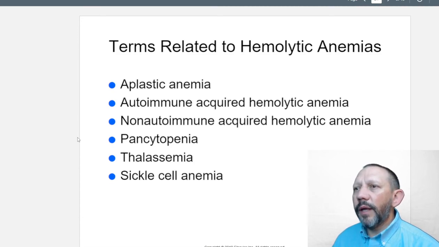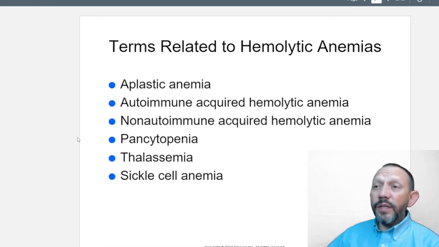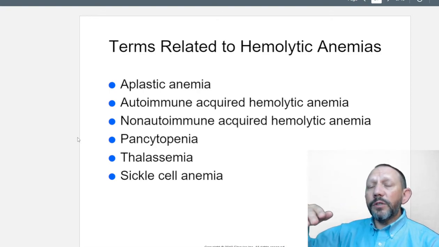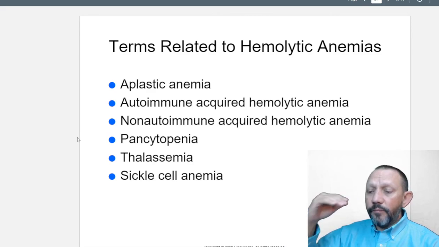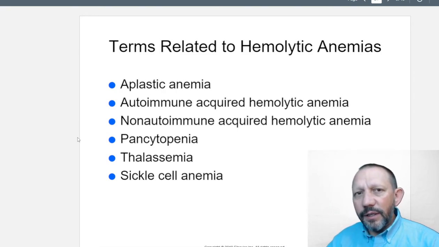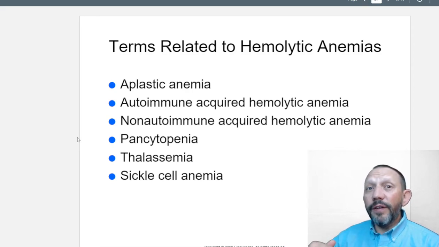Aplastic anemia, autoimmune hemolytic anemia, non-autoimmune acquired hemolytic anemia, pancytopenia, thalassemia, and sickle cell anemia. Of all these, you have many different kinds of aplastic anemias. These can be due to chemical exposures, genetics, or other disease processes like cancers and autoimmune things, of course. If we're looking at sickle cell anemia, it's a very interesting one because it is actually a way the body was trying to evolve in a positive way.